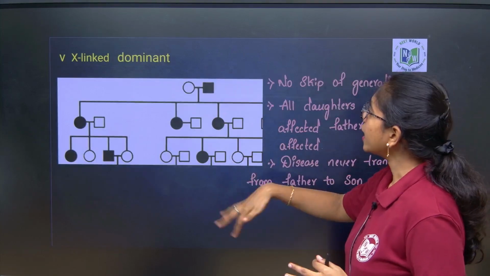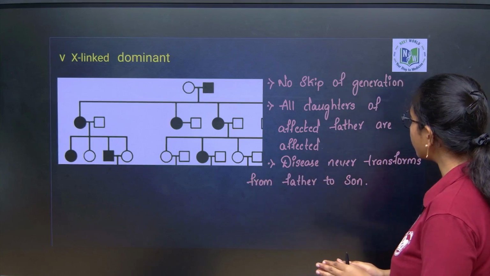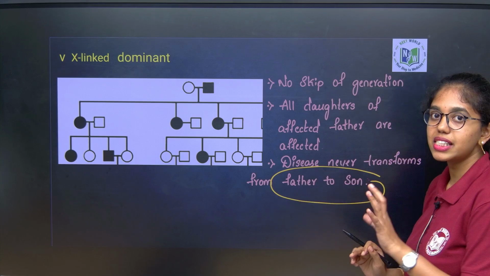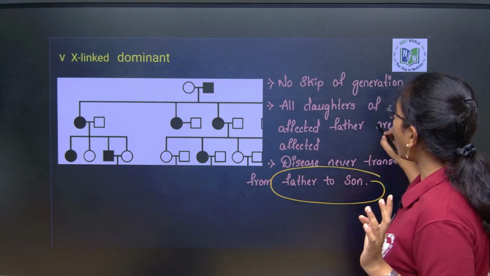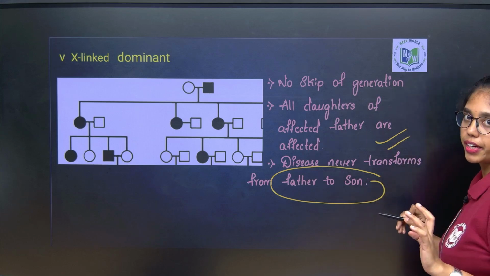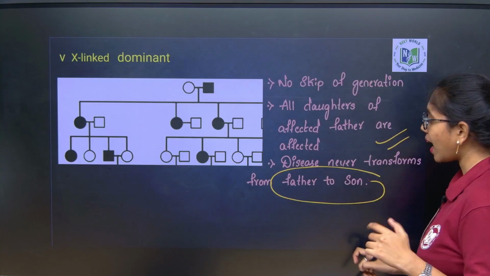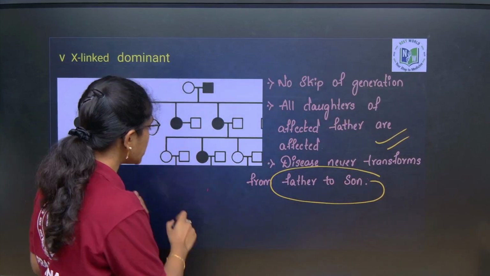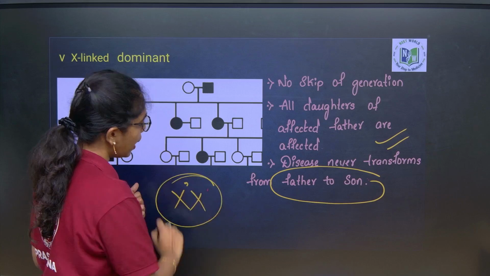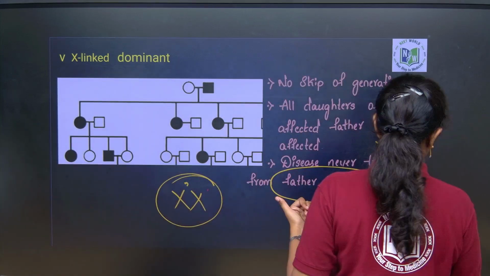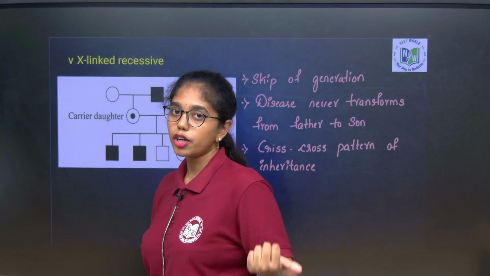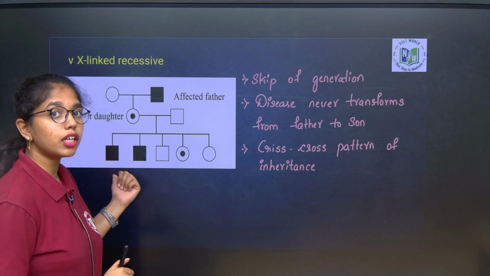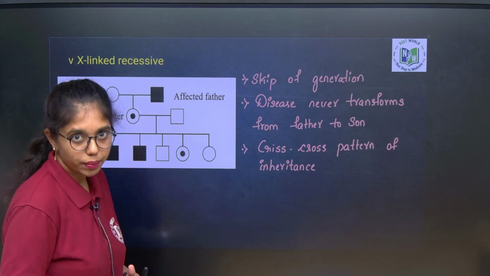Next, X-linked dominant: again there will not be any skip of generation. Disease is never transferred from a father to a son. All daughters of the affected father will be affected, because if the father is affected, his X chromosome is affected, and in the heterozygous condition also, if this is the condition in the females, then they will be affected. That is why all the daughters of the affected father will be affected in X-linked dominant disease. X-linked recessive: mostly the disease is transferred from carrier mothers to the affected sons. Like that the disease will be transmitted.